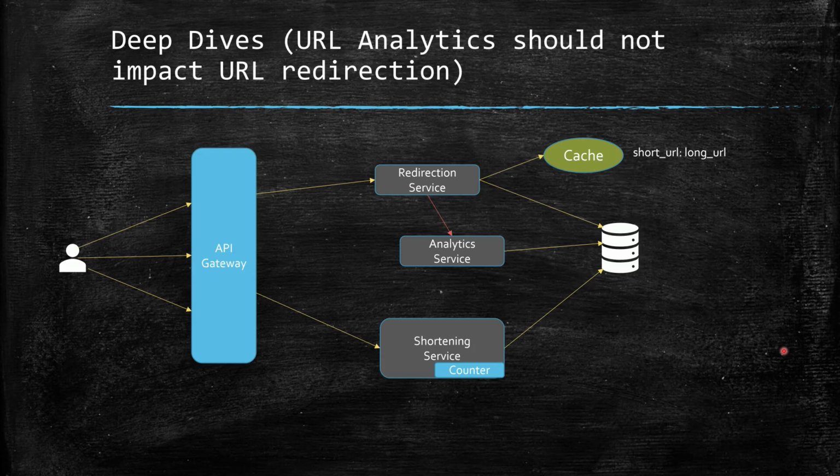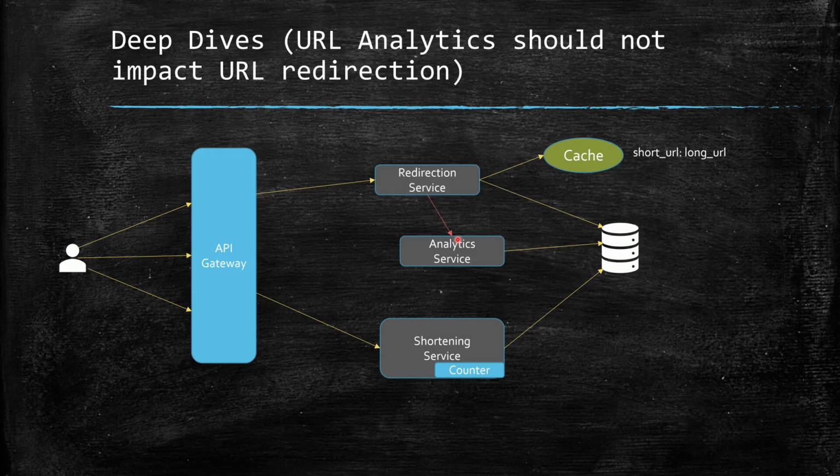Next up is the deep dive, which is URL analytics should not impact URL redirection. The problem I have highlighted over here by this red arrow is that the redirection service is calling the analytics service, and the analytics service can take a lot of time. So maybe the analytics service calls some external service to get the country from the IP address, and then it is eventually storing it in the database.